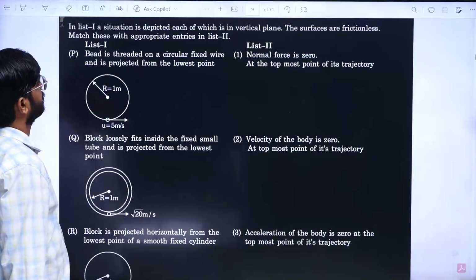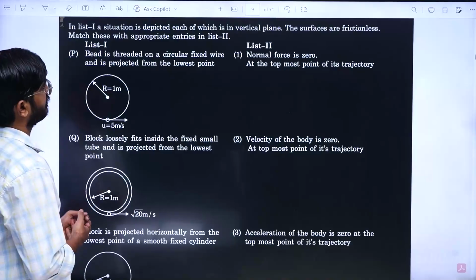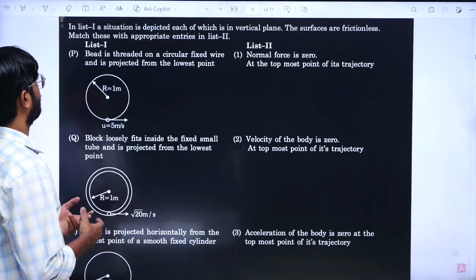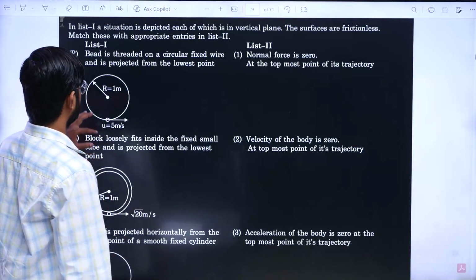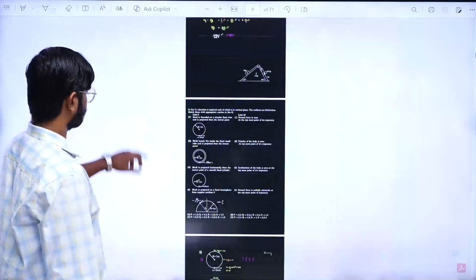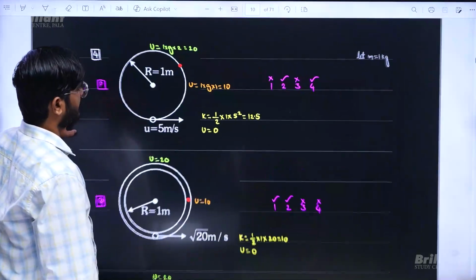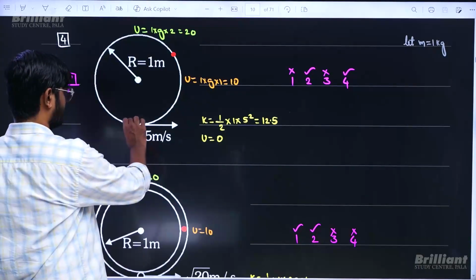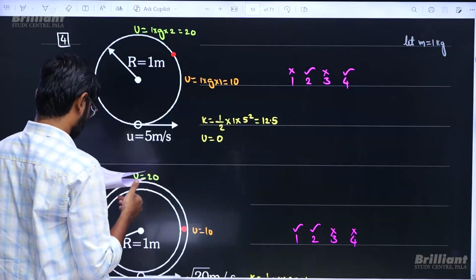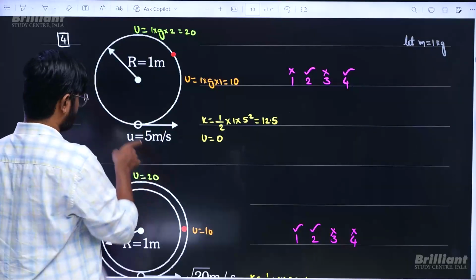In list 1, a situation is depicted, each of which is in a vertical plane. The surfaces are frictionless. Match these with appropriate entries. Let me talk about the first case. So the first case was a bead. The bead can never lose the track, and it is projected with this much speed.